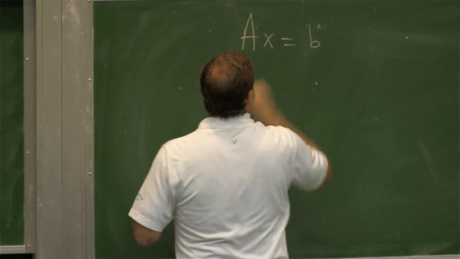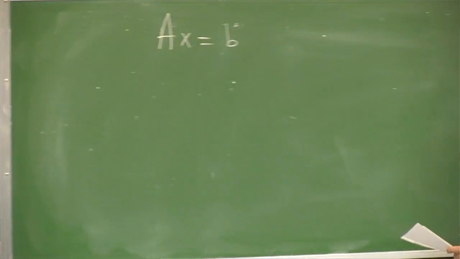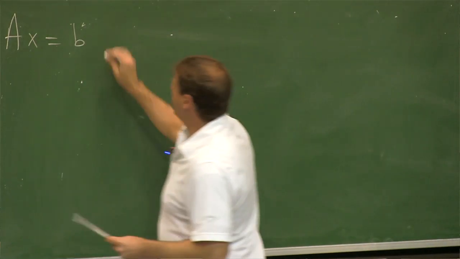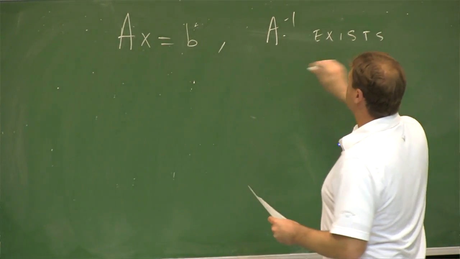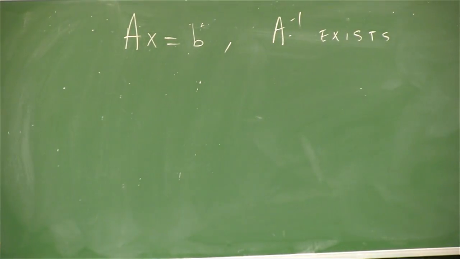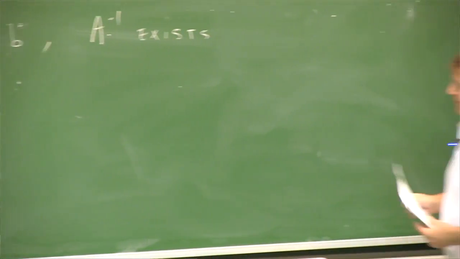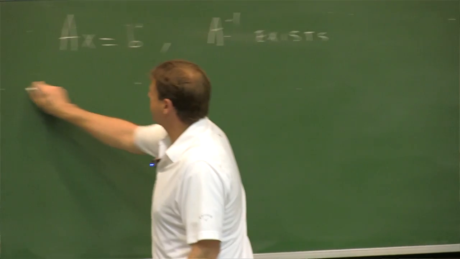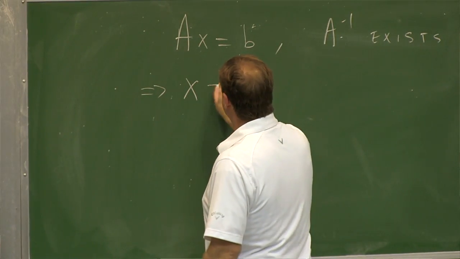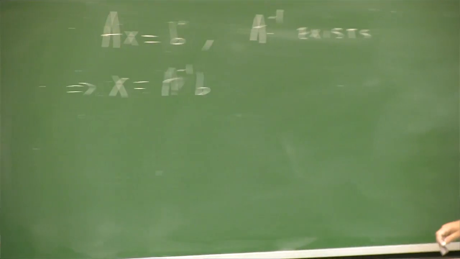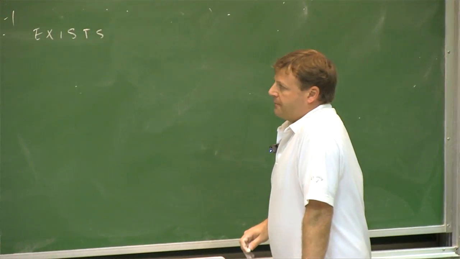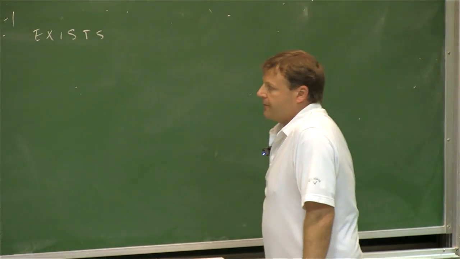AX equals B. Well, let's assume A inverse exists. So that has to happen. Okay, we've got to have a situation where the inverse exists, because then I can solve for x. If the inverse exists, then I know that x is equal to A inverse B. We've seen that a little bit already. So I'm going to multiply on both sides by A inverse.